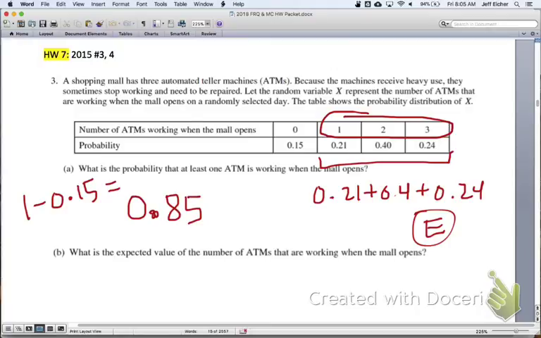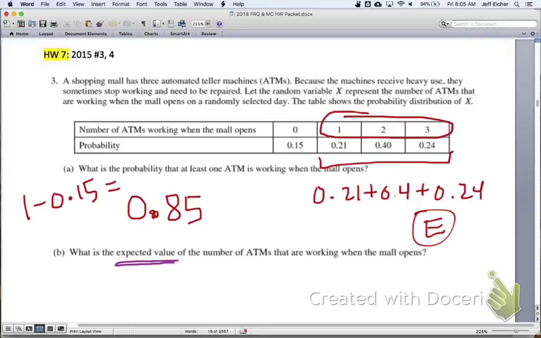Letter B, what is the expected value of the number of ATMs that are working when the mall opens? Expected value is the same as asking what's the mean or what's the average. So looking at the values, it seems like the average is going to be somewhere between 0 and 3. If you get an answer bigger than 3, that wouldn't make any sense. How can 3.5 ATMs be working on average if there's a maximum of only 3?